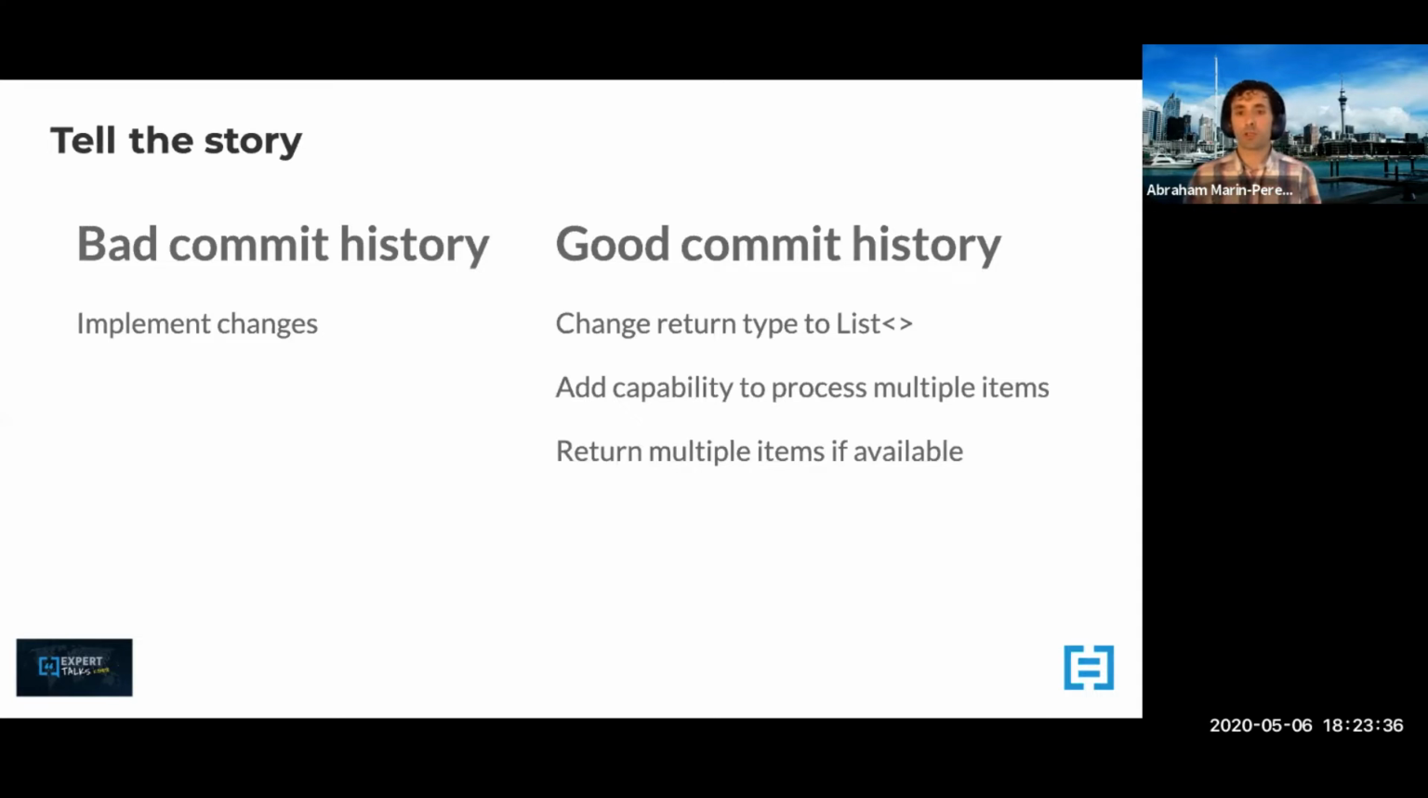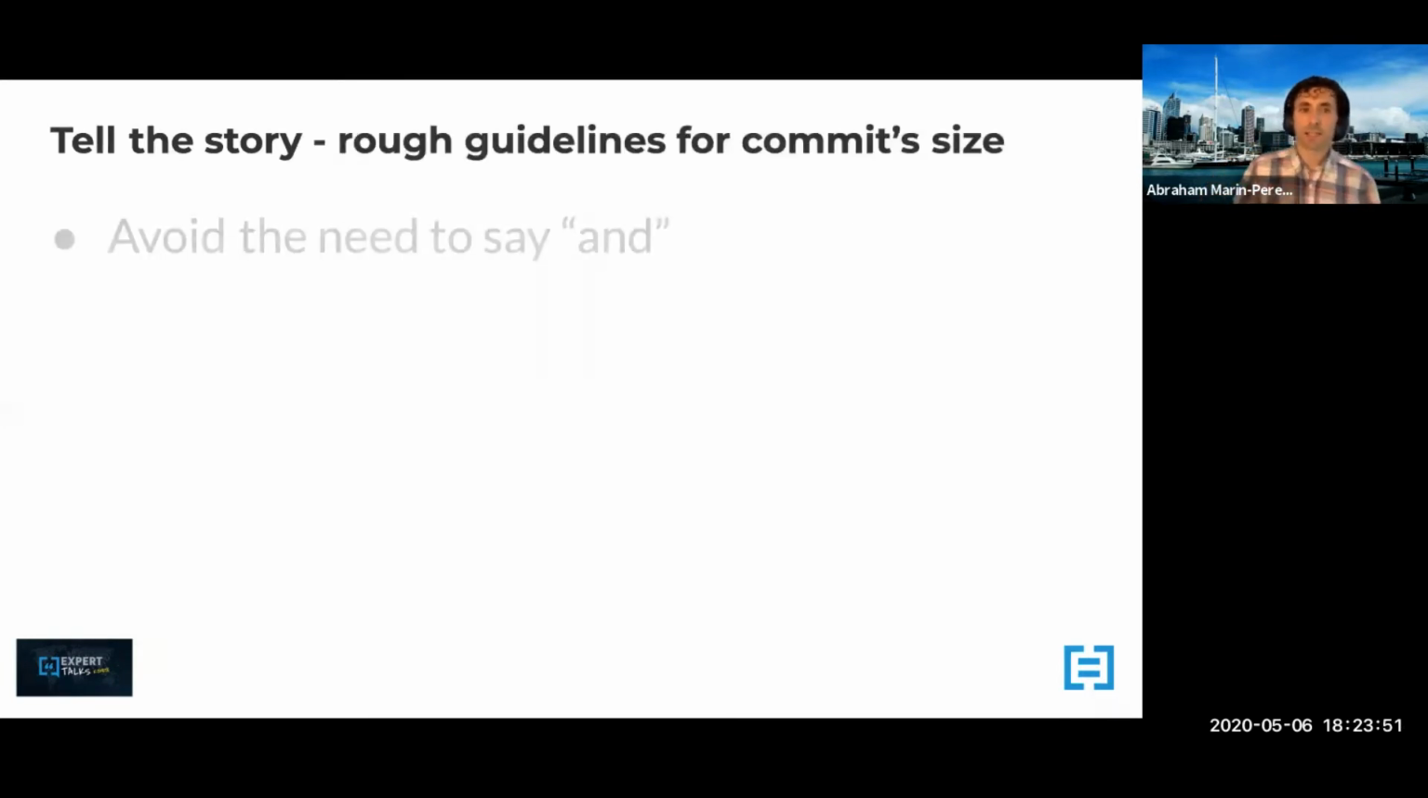What this is pointing to is that you need to have small commits. How small? That's tricky. That's a bit of an art. I cannot tell you hard rules about how small a commit should be, but I can give you some rough guidelines. For instance, if you need to say "and" in the message, that's probably too big a commit, right? If I'm saying in the commit message, I did this and I did that, that probably means that should be two different commits. First, you do one thing, then you do the other one. You do multiple things in the same commit.